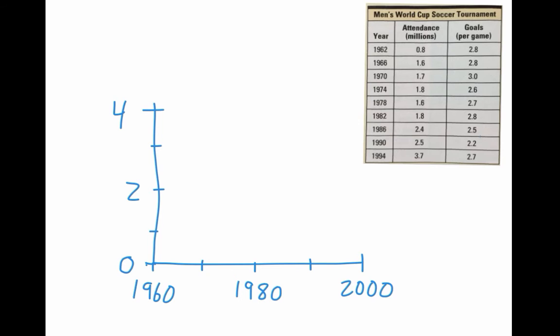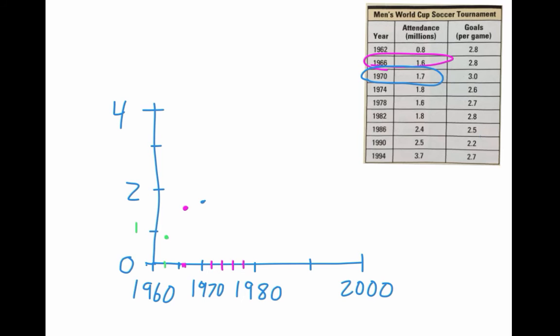So I have right here my 1962 and 0.8. So 1962 is going to be right about there, and I need to go up to 0.8. So if this was 1, my dot would be something like that. 1966 is going to be a little over halfway between 1960 and 1970, so maybe right about there. And I need to go up 1.6, so a little over halfway between 1 and 2, something like that. 1970 is 1.7, so I'm a little higher than 1.6, so right about there or so.